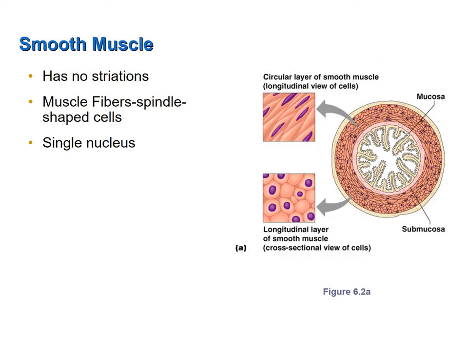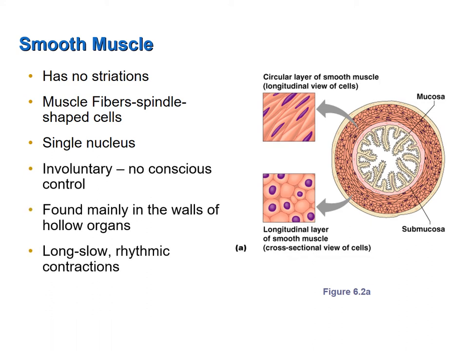Smooth muscle tissue, in contrast to cardiac muscle tissue, has no striations. If you look under the microscope, they appear to be smooth, and that's where they get their names. The cells of smooth muscles are spindle-shaped, that is, they're fat in the middle and tapered toward the end. Smooth muscles only have one nucleus.